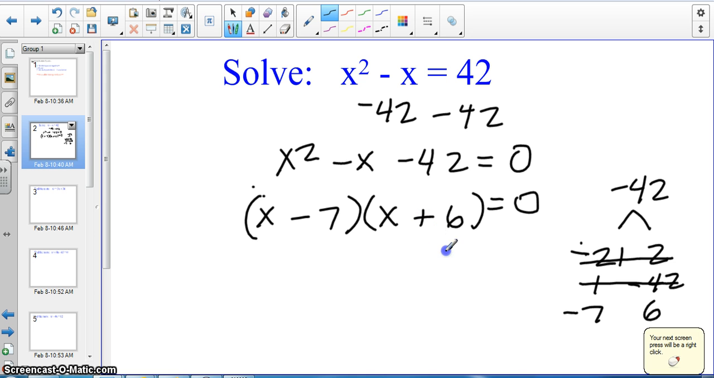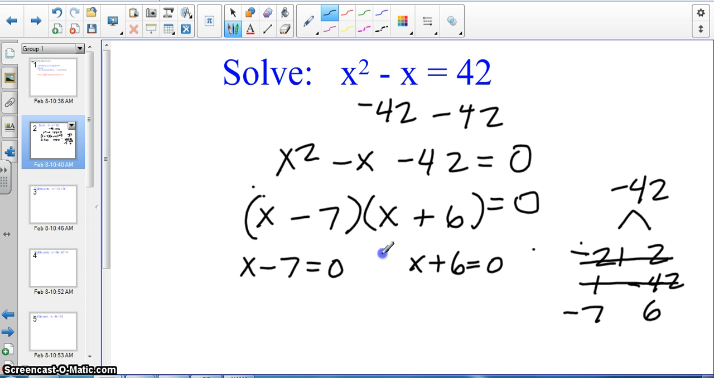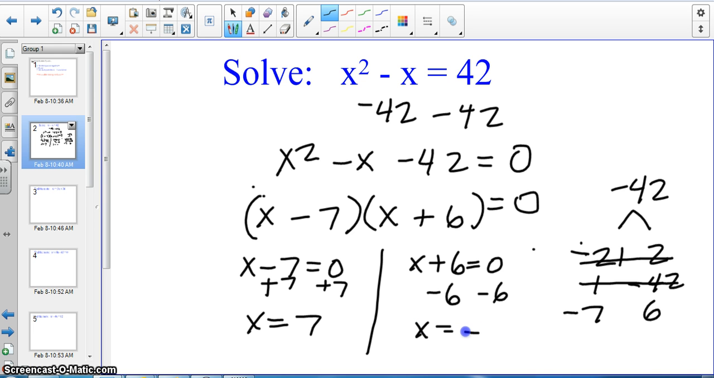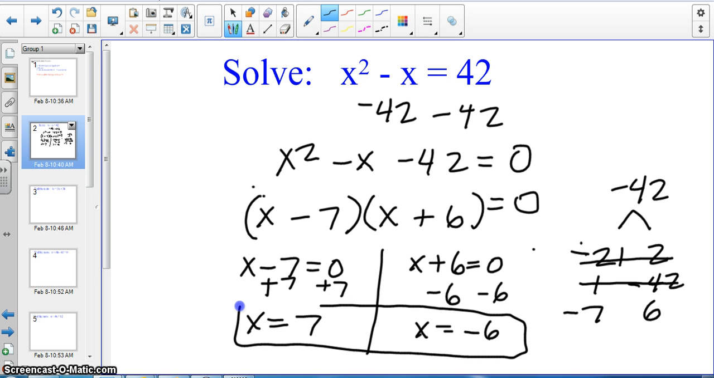Now, pretty much this is what we did yesterday with factoring quadratics. Now we need to solve them. So I'm going to take x minus 7 and set it equal to 0 along with x plus 6. Set that equal to 0 and solve each one. So I have to add 7 to both sides for this one to get x equals 7. Then I subtract 6 from both sides and get x equals negative 6. There's my two answers, my two roots that x could equal, and when we plug them into that equation, they make both sides true.